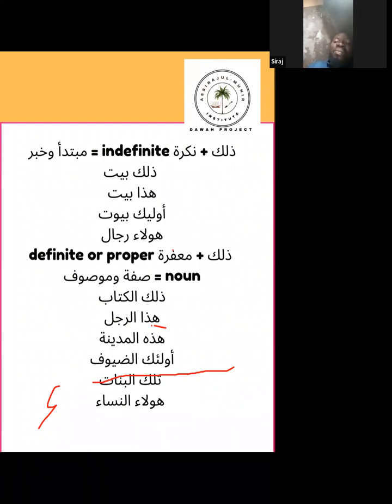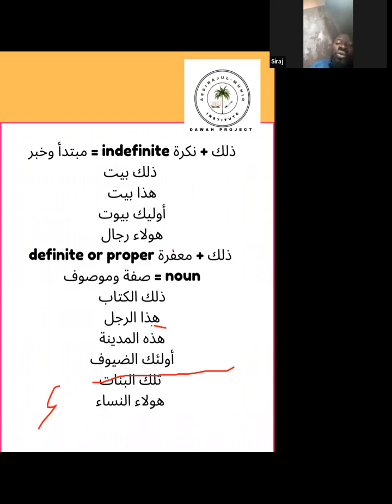ذلك is nakira plus nakira, mubtada and khabar, the way we have said of هذا. You understand? هذا is what? Ma'rifa, as we have said. So هذا will be what? Mubtada. As in ذلك بيت, هذا بيت, أولئك بيوت, هؤلاء رجال. Then when you have ذلك plus ma'rifa, it means definite or proper noun. When you have ذلك plus ma'rifa, it will give you what?